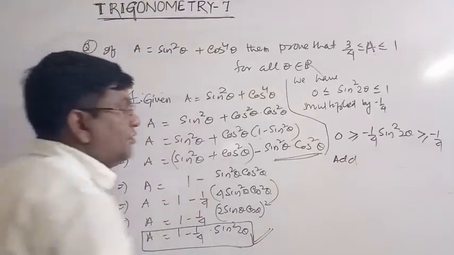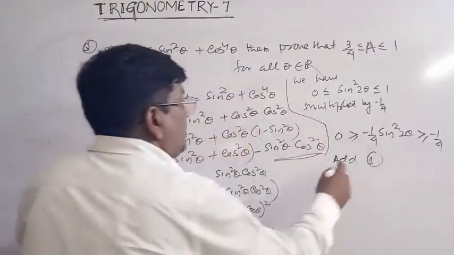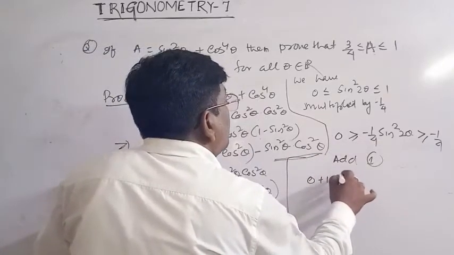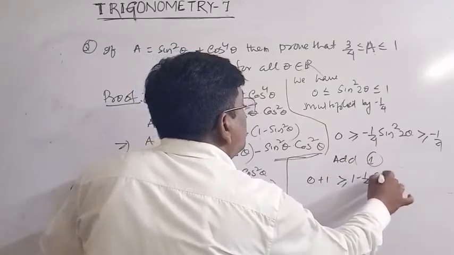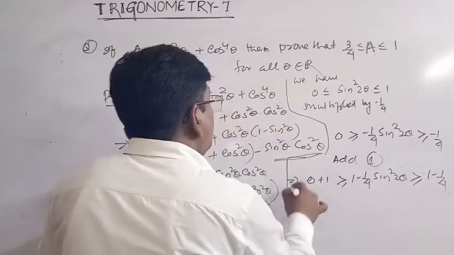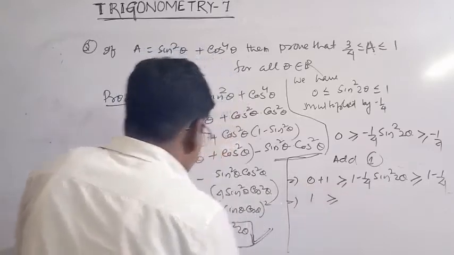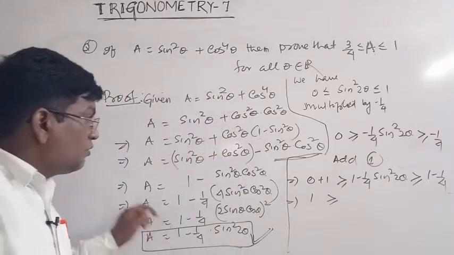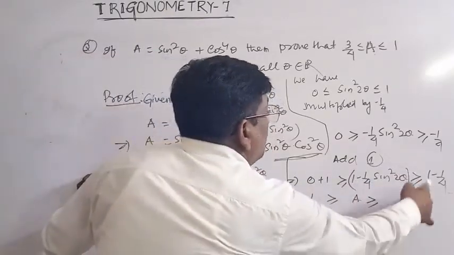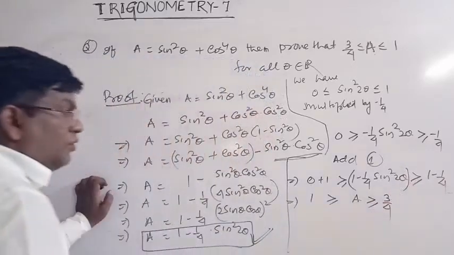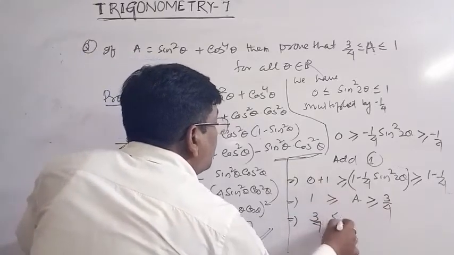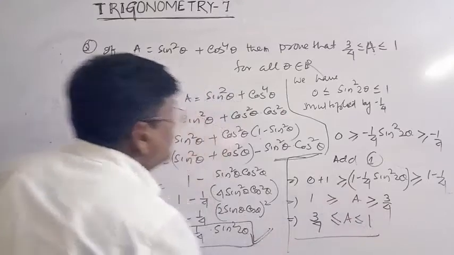Add 1 to each term. So what is here, that is 0 plus 1 greater than or equal to 1 minus 1 by 4 sin square 2 theta greater than or equal to 1 minus 1 by 4. So this is equal to 1 greater than or equal to this box, this is A, and this is equal to 4 minus 1, that is 3 by 4. Okay, so write the reverse: 3 by 4 is less than or equal to A, less than or equal to 1. This is the required proof.